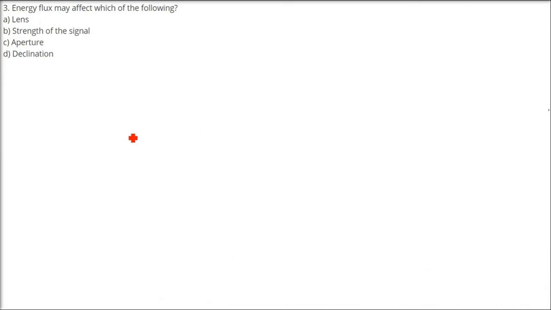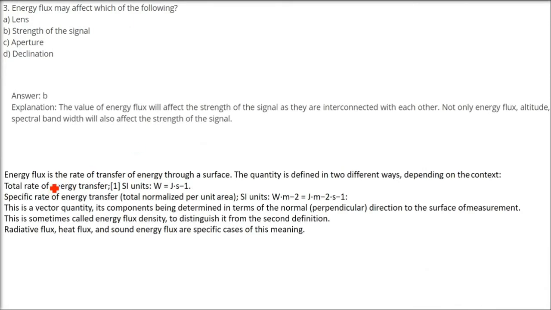Energy flux may affect which of the following? Energy flux, as I told you, what is energy flux? Whenever there is an object, there is a surface. So that is the rate of transfer of energy, or the speed of that transfer, how far or how fast it travels through that surface. That is energy flux. So the total rate of energy transfer is joule per second, that is energy per time. There is one more thing, the specific rate of energy transfer. We normalize it for a unit area. That is watt per meter square.